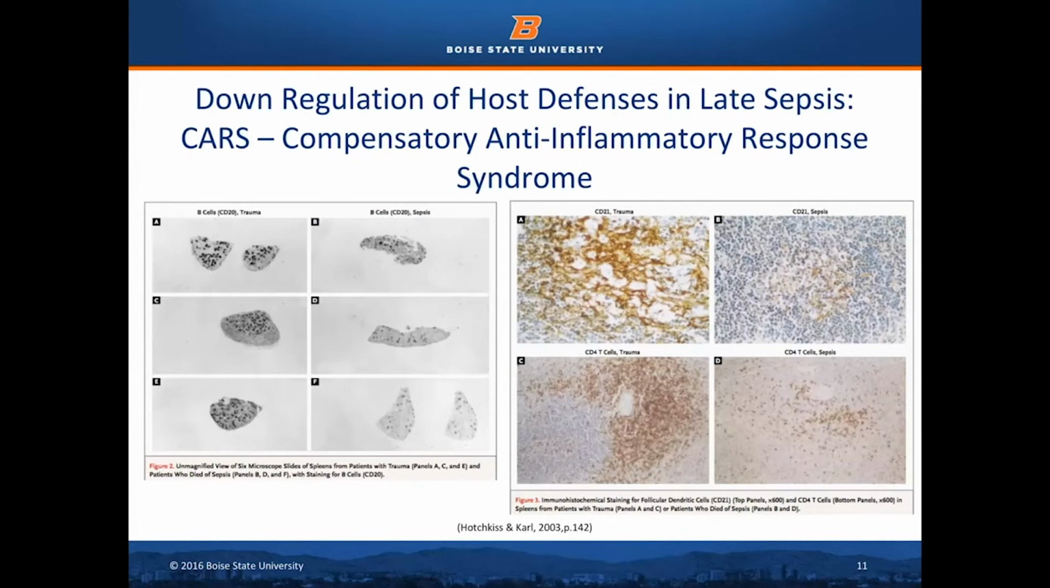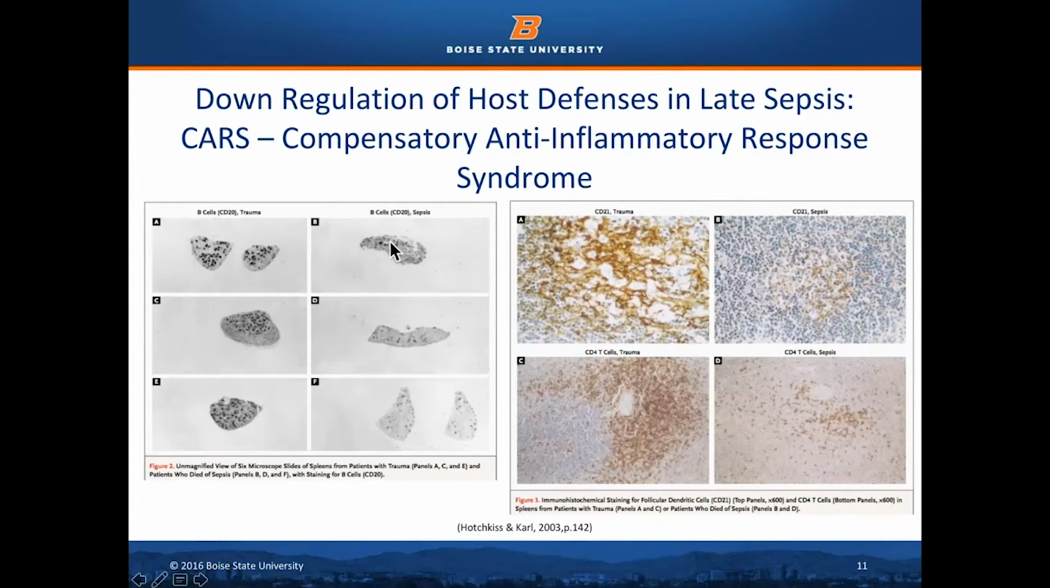So Rich Hotchkiss did this work where he looked at immune function in the trauma patient versus a patient in sepsis. What these two graphics show is, on the left, the trauma patient, a patient with a normal immune system. All this positive coppery staining has to do with the presence of dendritic cells, those cells that modulate inflammatory response. And they're relatively normal in the trauma patient.